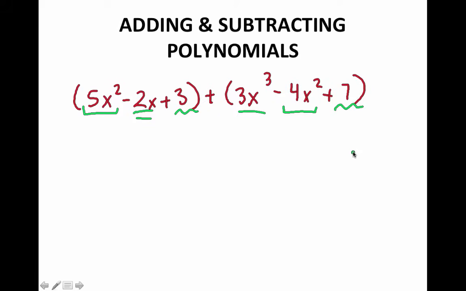So we just want to combine like terms, and so we'd get something like this. 3x to the third, and then we have 5x squared minus 4x squared. So 5 minus 4 is 1. We'd have x squared. 2x is all by itself, and then we have 3 plus 7, which is 10.